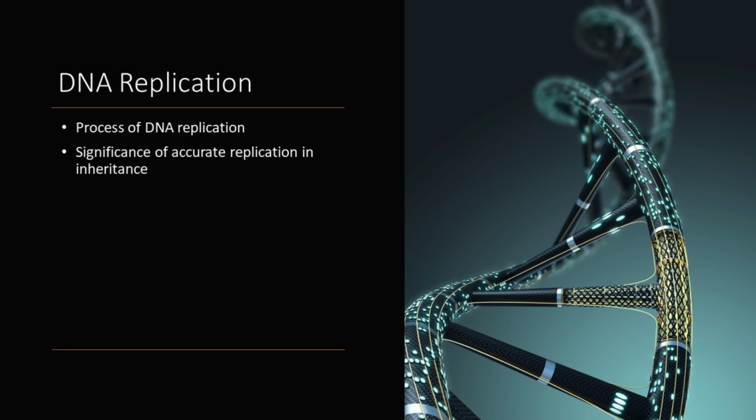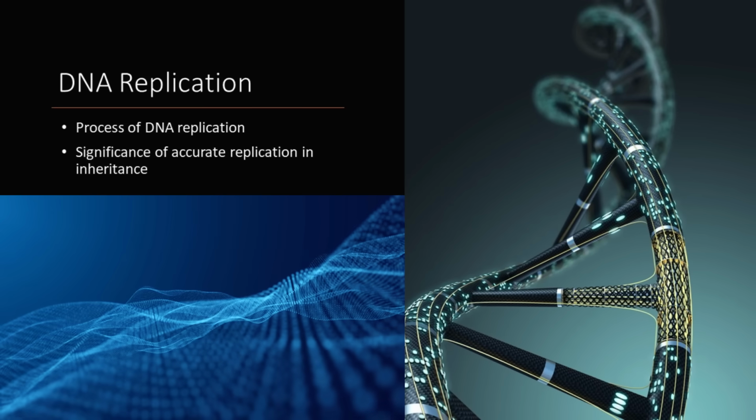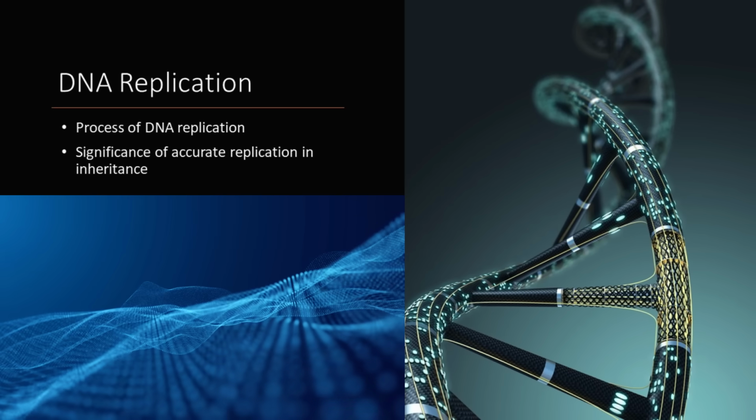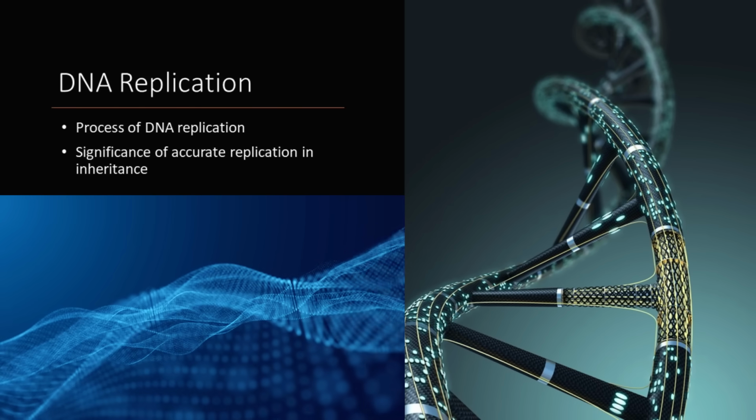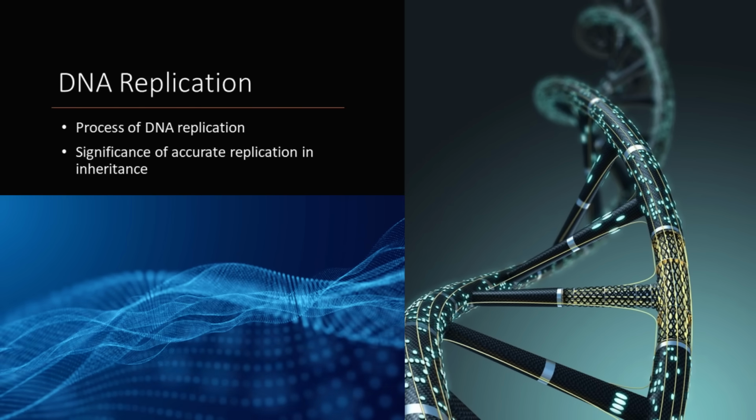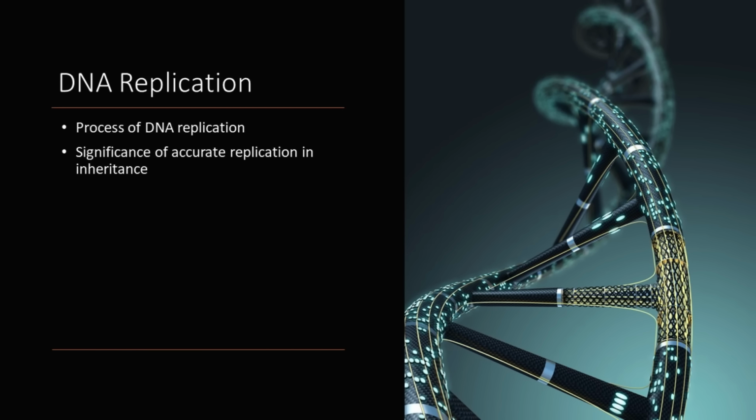Accuracy and proofreading. DNA replication is highly accurate, thanks to the proofreading mechanisms of DNA polymerases. These enzymes can recognize and correct errors that occur during replication, maintaining the integrity of the genetic information. Despite this accuracy, occasional mutations can still happen, leading to genetic diversity, which is essential for evolution and adaptation.